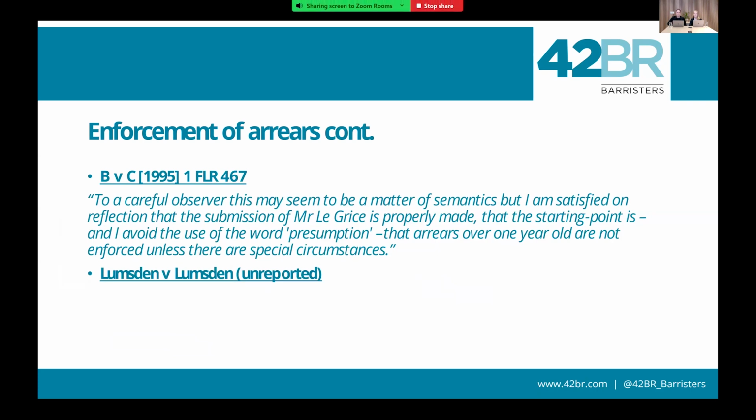Sticking with enforcement of arrears, there is a starting point set as noted in B and C, which is a 1995 case. The starting point is that arrears over 12 months old are not enforceable. I've put that quote up on the slide, but I would warn you to be aware that the court also stated in this case that the applicant must prove special circumstances in order to enforce those arrears over 12 months old. This has been doubted by later authority. It is perhaps safer to say that it's fact-specific as to whether a court will allow enforcement of arrears accruing more than 12 months ago.